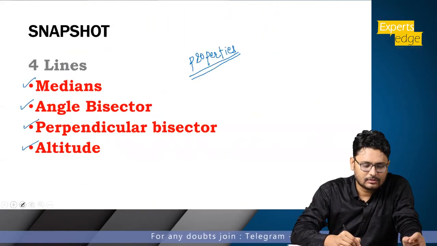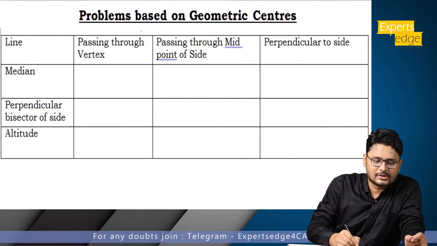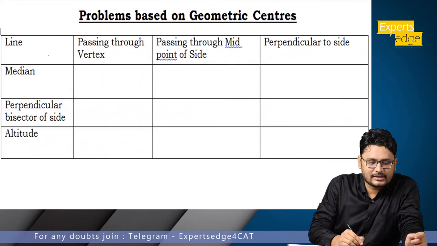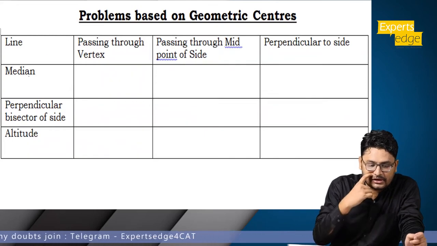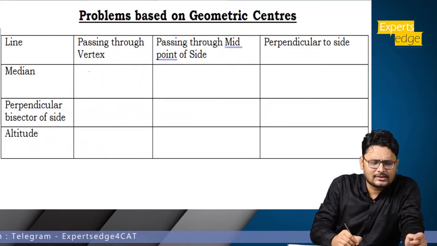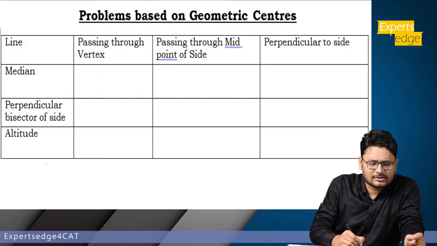So let's first see the difference. What is this geometric center? The first is a median, right? What is a median? Does median pass through the vertex? Yes, it pretty much passes through the vertex, right?